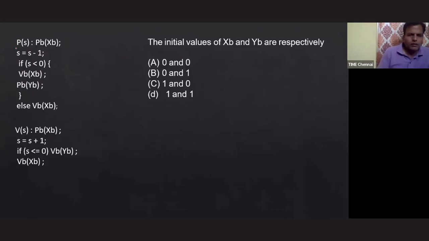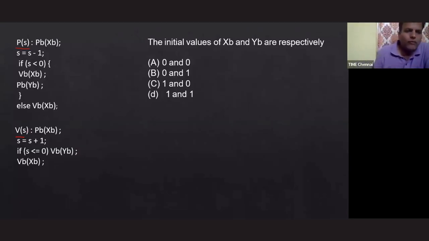So here the P of S and V of S operations are counting semaphore operations. What this question means is that we are implementing the counting semaphore concept by using the binary semaphore concept. In an interview also, if they ask whether you can implement the counting semaphore concept by using the binary semaphore concept, you have to say the answer is yes. So this is the proof.